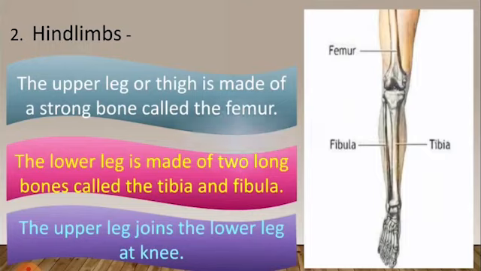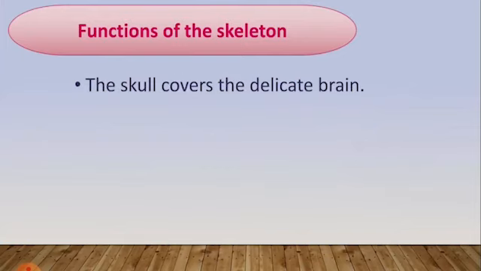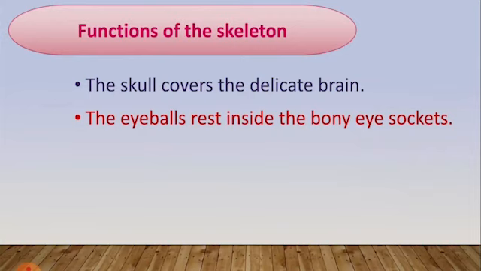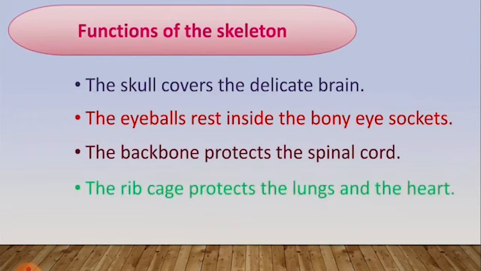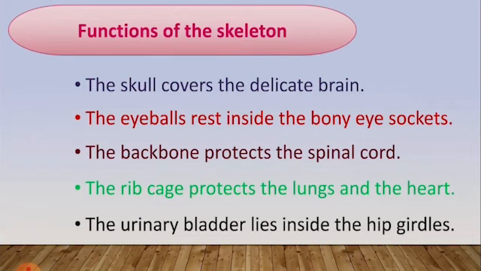Now children, let us see what functions the skeleton in our body performs. Apart from giving shape, strength and support to our body through bones, it is also responsible for other functions. The skull covers the delicate brain, the eyeballs rest inside the bony eye sockets, the backbone protects the spinal cord, the rib cage protects the lungs and the heart, the urinary bladder lies inside the hip girdles, and many more.